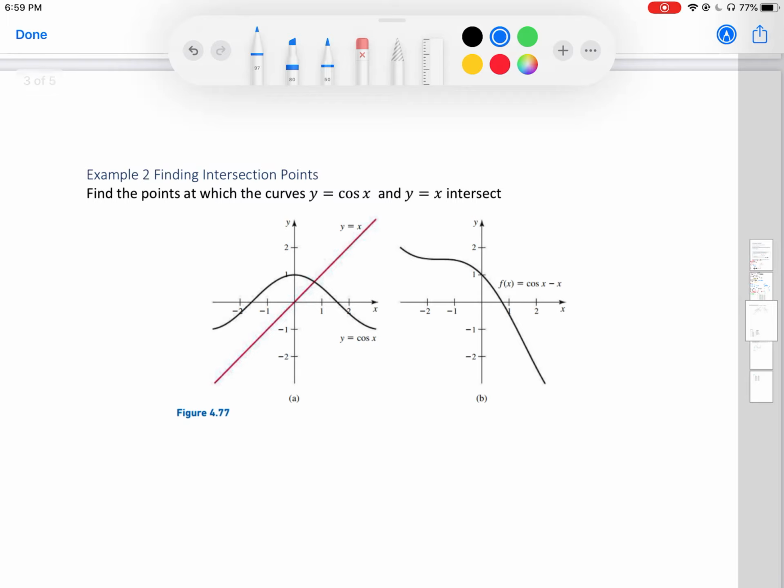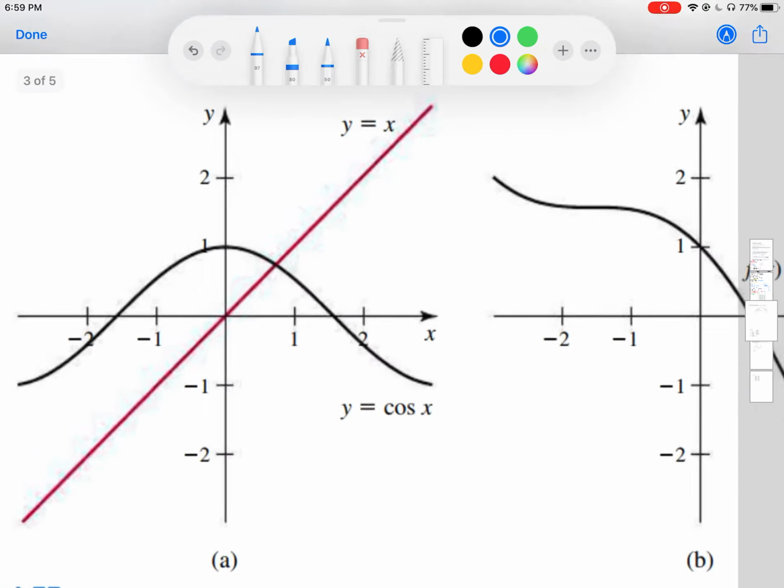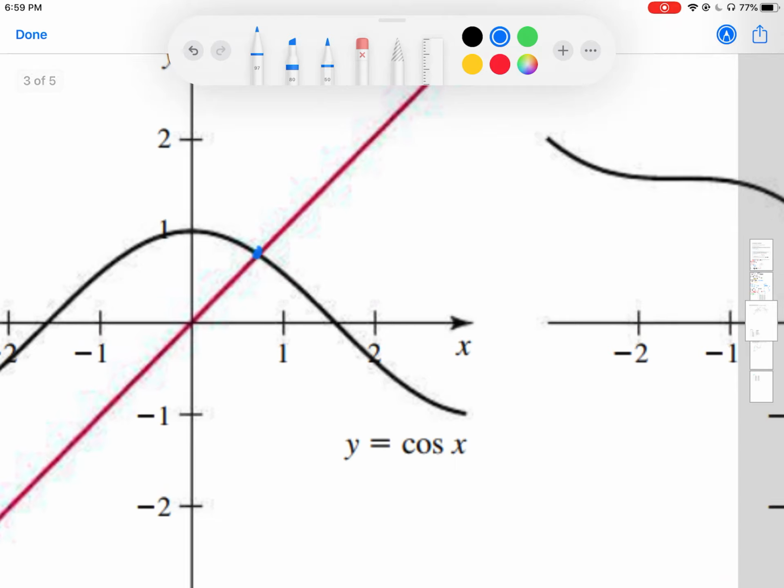Now let's use Newton's method in a different way. Newton's method helps us find a particular value or zero of a function, but we can also be creative to find other points in our function. So question 2 reads, find the points at which the curves y equals cosine of x and y equals x intersect. So we want this particular point.